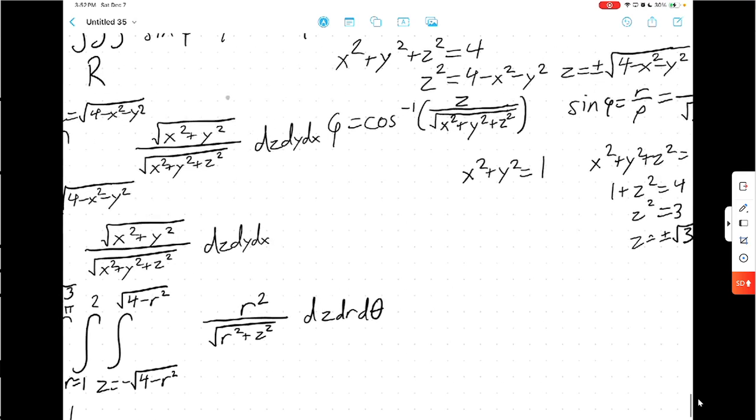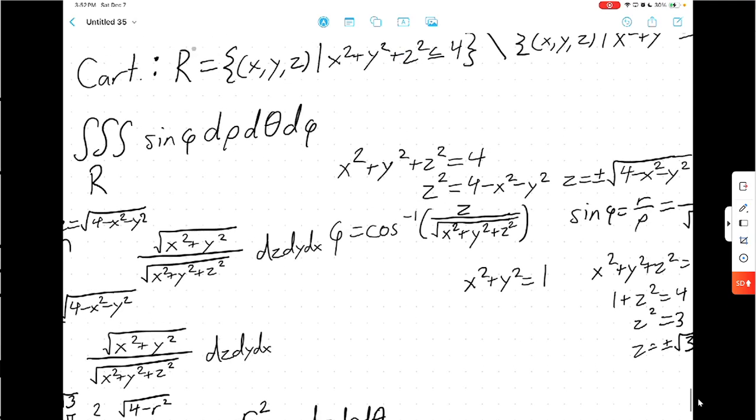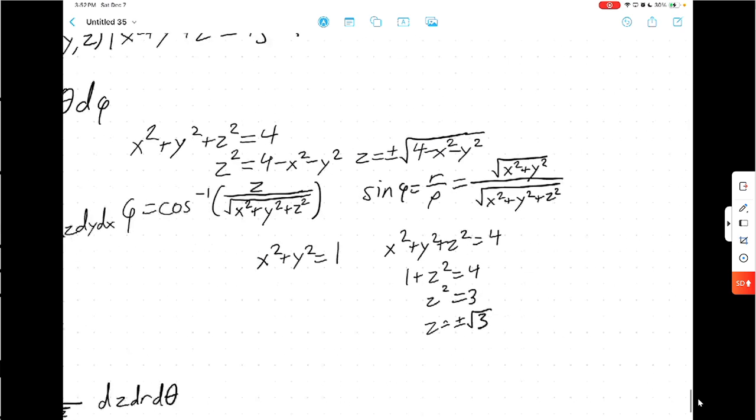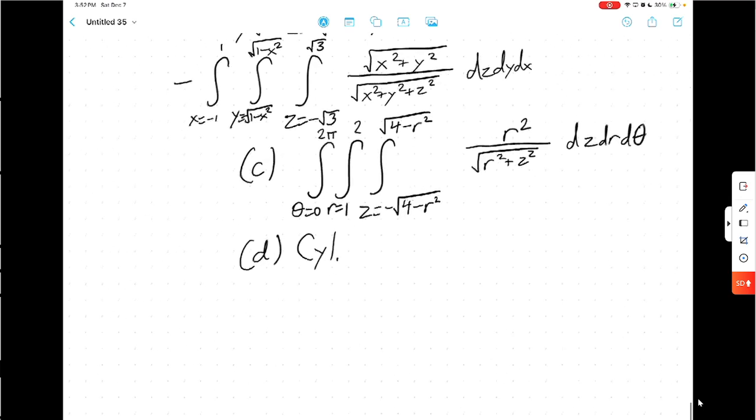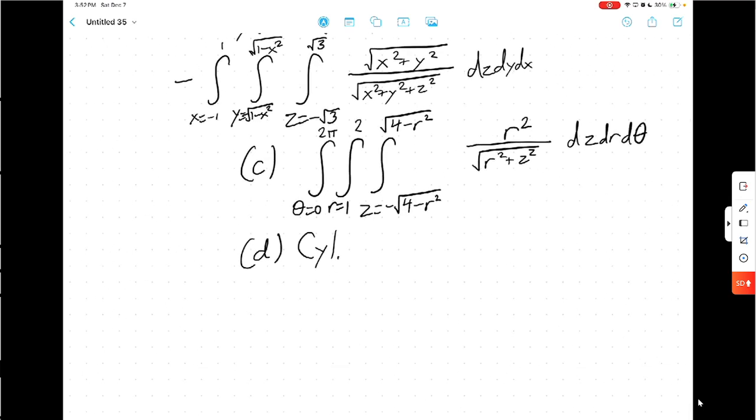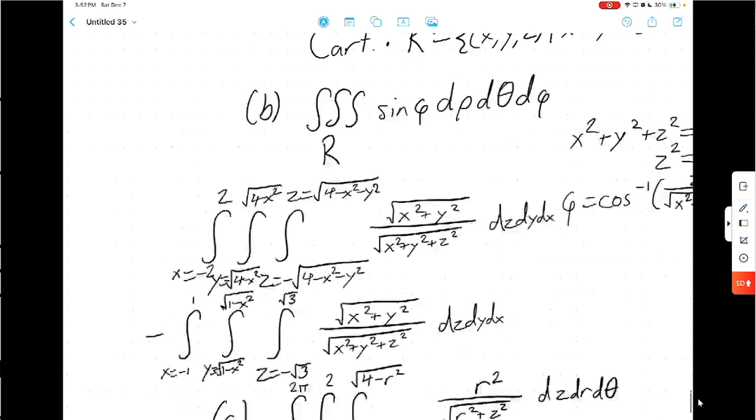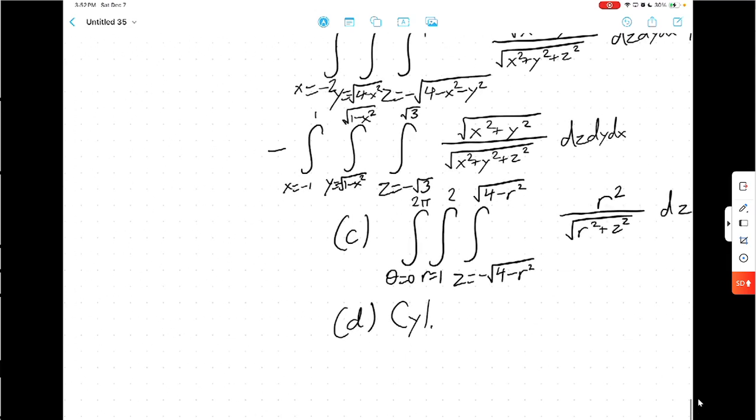The part that sucks the most is the fact that you have to parameterize sine phi into these other systems. It's just atrocious. Alright, does that help anyone who is lost right now? Because that's all the steps for 5b.